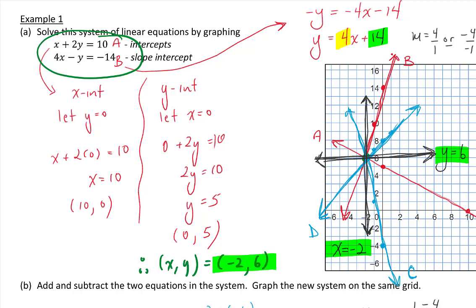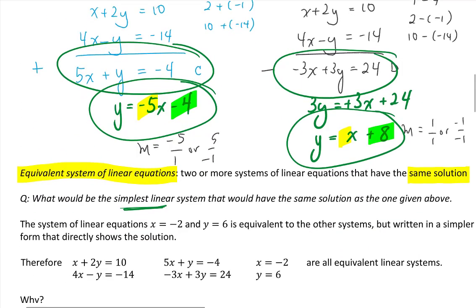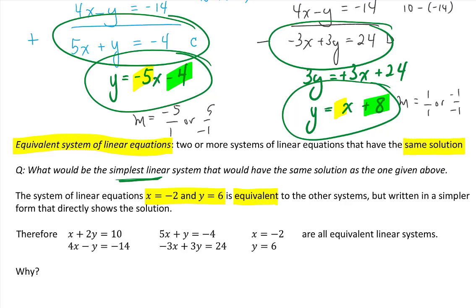So the black lines, the blue lines, and the red lines are all equivalent to each other because they all pass through the same point of intersection. So let's go talk about that. The system of linear equations, x equals negative 2 and y equals 6, is also equivalent to the other systems we have shown above. But we sometimes say it's written in a simpler form because it directly gives us the solution.